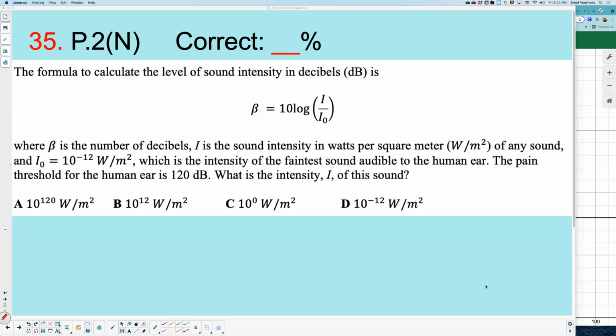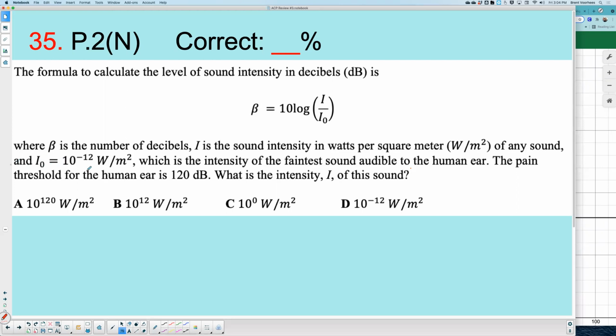All right, and now let's look at a couple more, and we're kind of running out of time. I'm going to go as quickly as possible here. The idea the rest of the way is the same. It's going to be to end solve here. So it says the formula to calculate the level of sound intensity in decibels is given here, where B is the number of decibels, I is the sound intensity in watts per square meter of any sound, and I0, the initial, is given here.